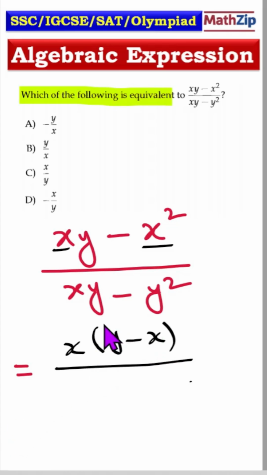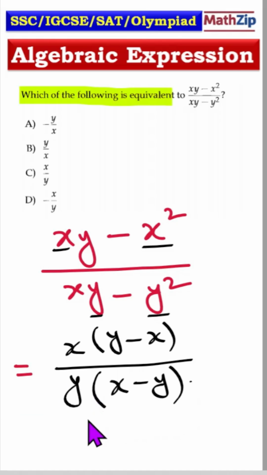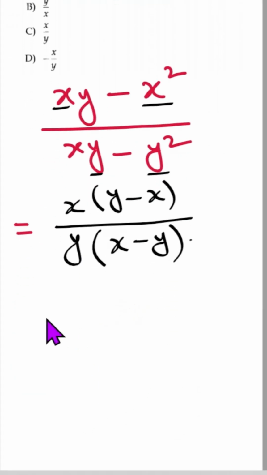Same thing, here is y and here is y squared. We can take common y. So same, here is x minus y. Right? Now we have to make the same thing. Here is y minus x and here is x minus y. So it's not similar. We can take common minus from any side.